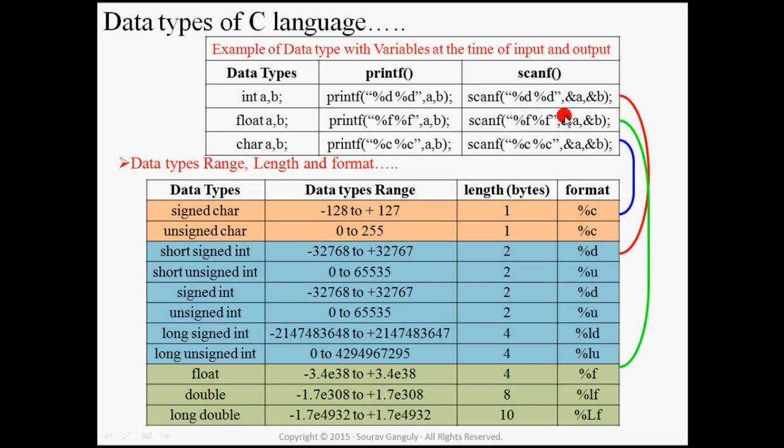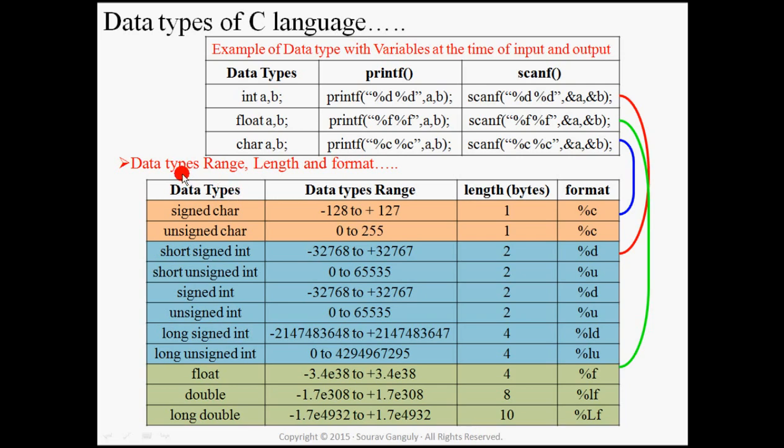If I want to take any float value from the user, then I also use %f here in the case of scanf. In the case of character, %c is used to tell the compiler that the program is going to display a character on the screen. And here in the scanf, %c will tell the compiler that the user is going to give an input of the type character.